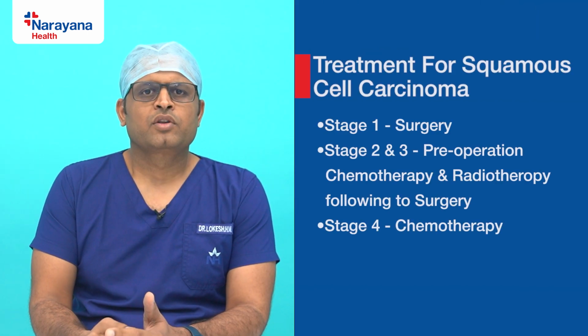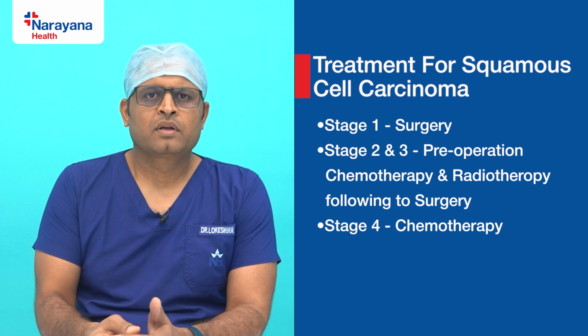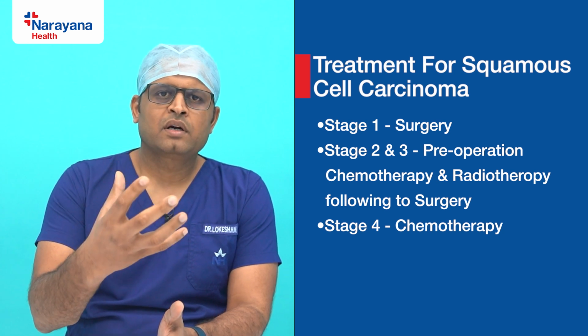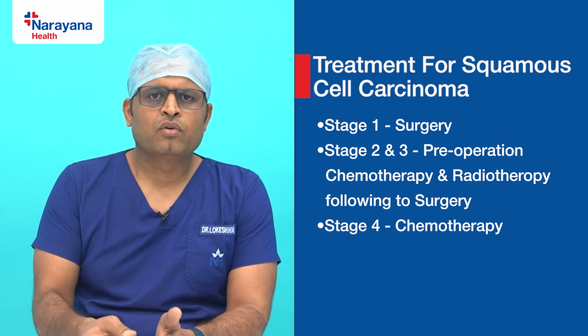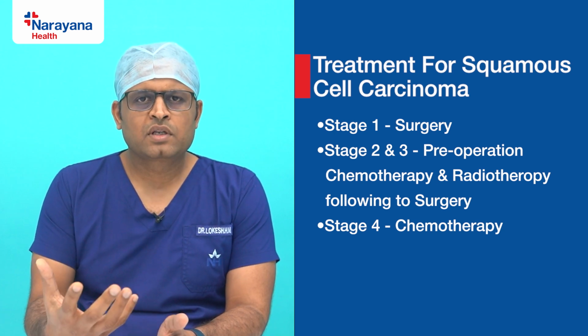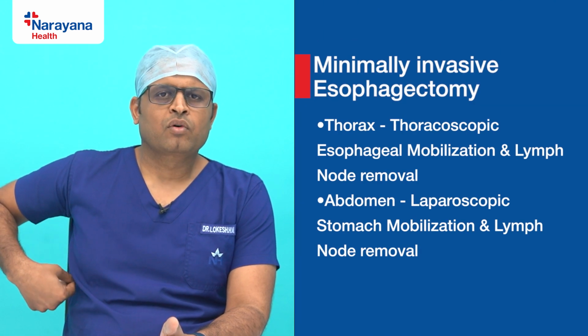Usually for a squamous cell carcinoma in our hospital, we follow a protocol of preoperative chemotherapy and radiotherapy so that the bulkiness and the lymph nodes will reduce, and next the patient will go for surgery. The surgery will be done with minimal access surgery. The thorax part will be done with a thoracoscopic method with a few, 3 to 4, holes.